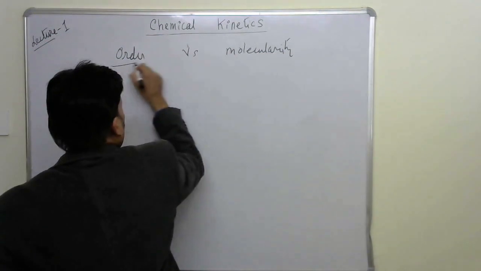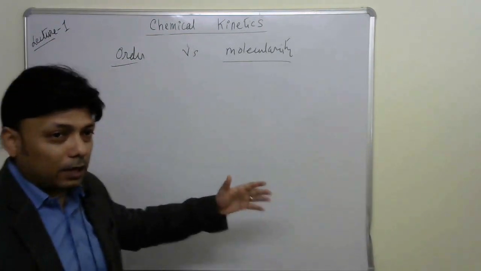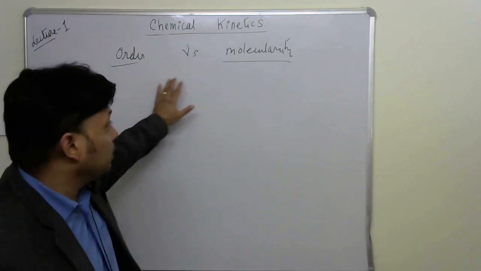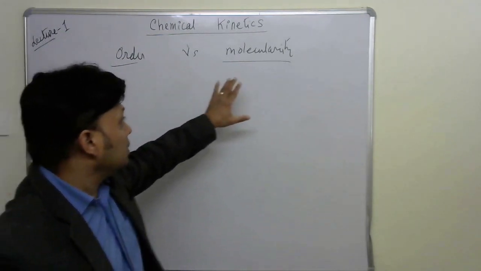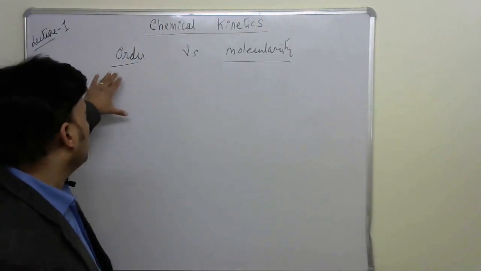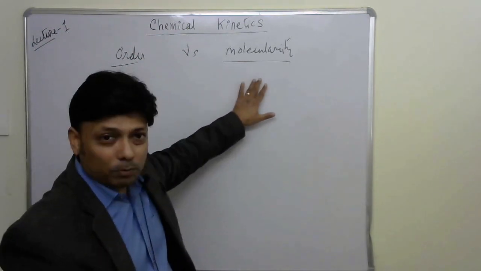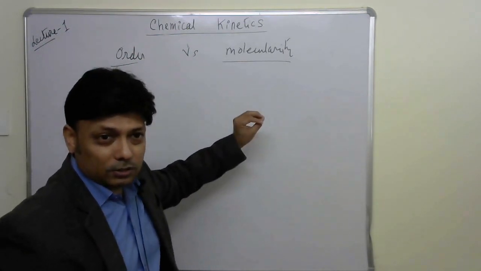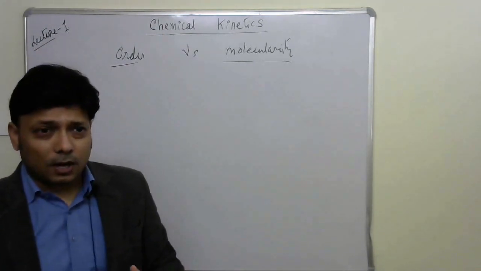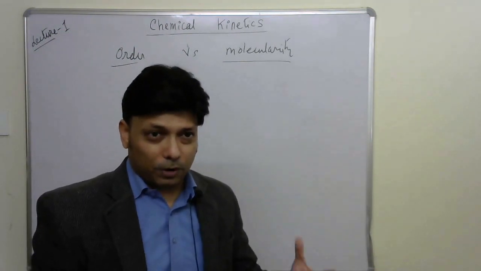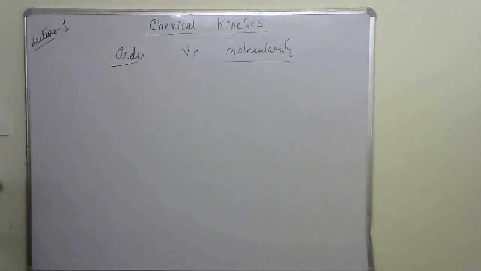There are some clear distinctions between these two. As I have told you from the beginning, order is an experimentally determined quantity. Molecularity is a purely theoretical concept. Order is applied for the overall reaction. Molecularity is applied for the particular steps. Order can be 0, 1, 2 or a fraction, but molecularity cannot be 0 and it cannot be a fraction. It is always a whole number. The difference between order and molecularity is a favorite question of people who set exam papers.